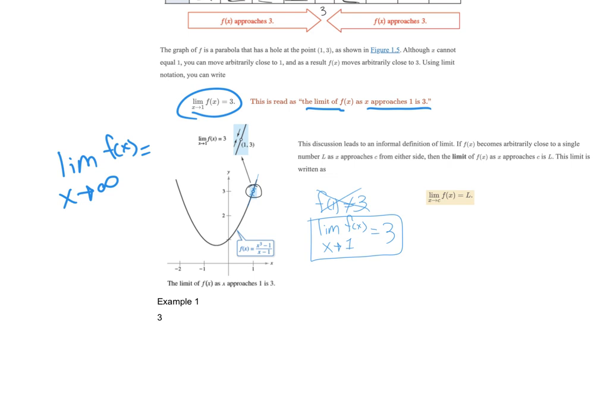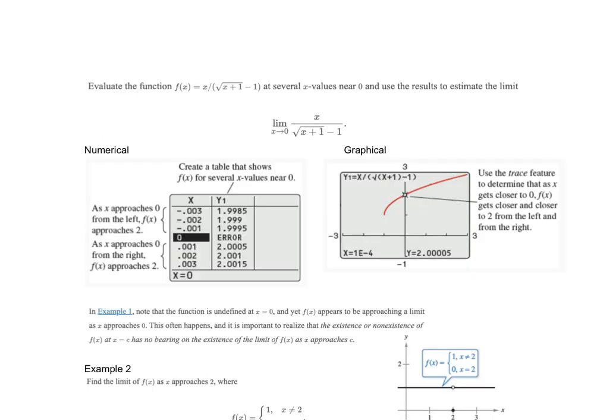So here's our informal definition of limit. If f of x becomes arbitrarily close, that just means super close, to a single number as x approaches c from either side, then that limit exists. This section says finding limits graphically and numerically. Numerically means by using a table, by putting different values in and just checking.